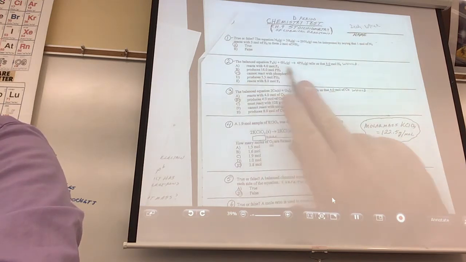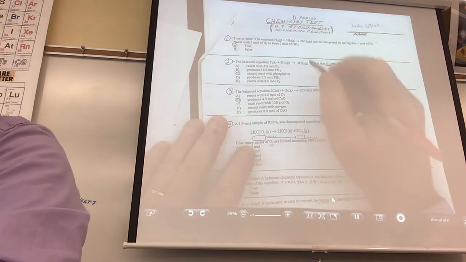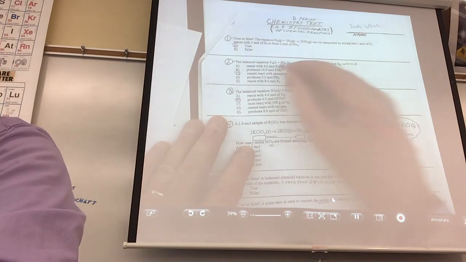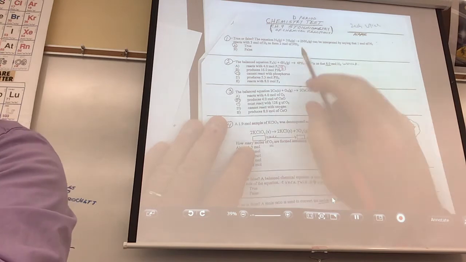And a 6 and a 4. And it says, what if I had 8 moles of hydrogen? Now, let's go over here. So I draw a little box down here. And it says, what would happen? So here we go. Ready?